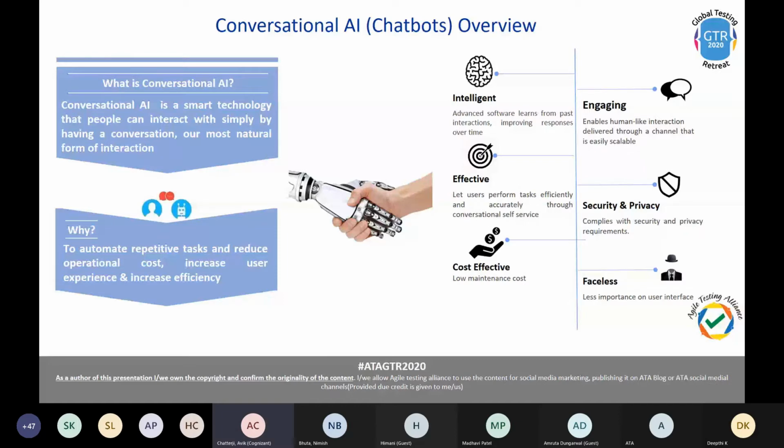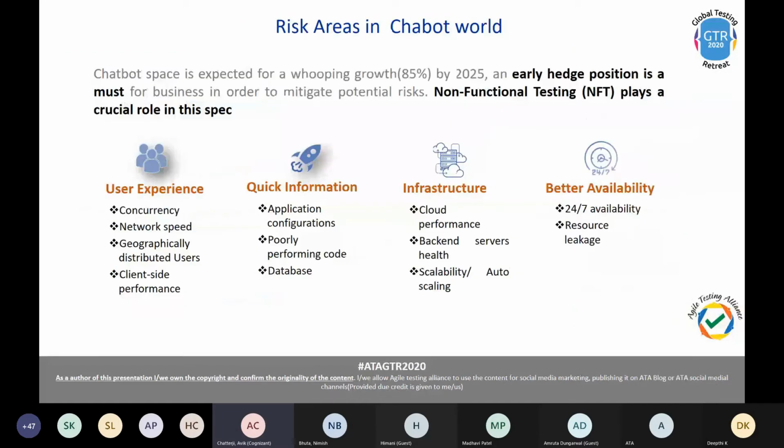Now, speaking about the risk areas in the chatbot world. When we speak about chatbot, it is important that it meets the non-functional requirement SLAs. To meet that, the factors that come into place are the user information, which should be quickly provided to the end users. The infrastructure should be scalable enough to meet the requirements, and it should be available 24/7.